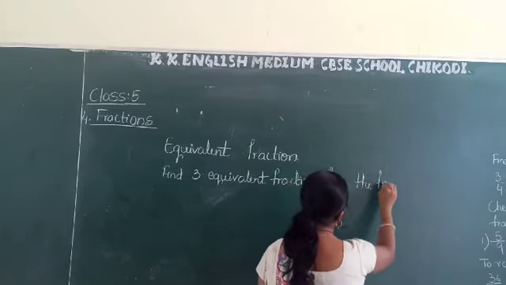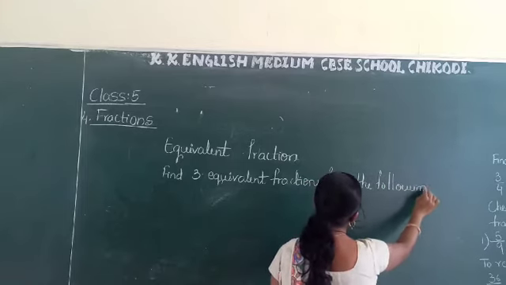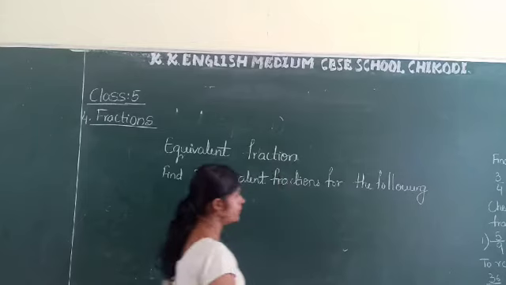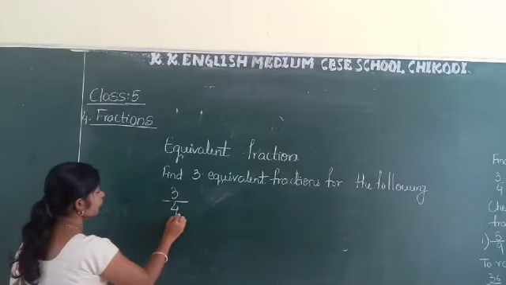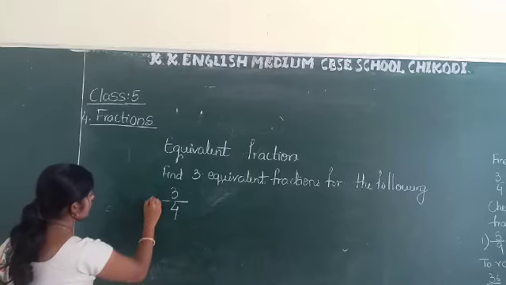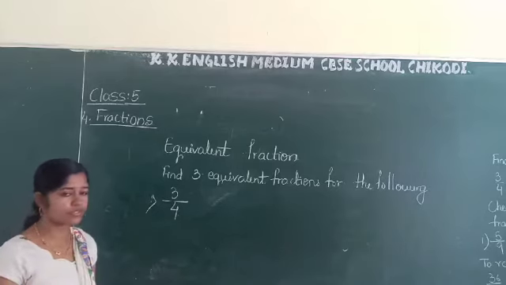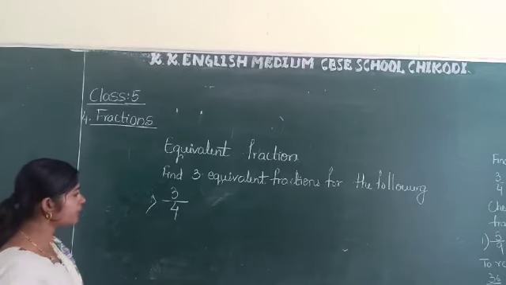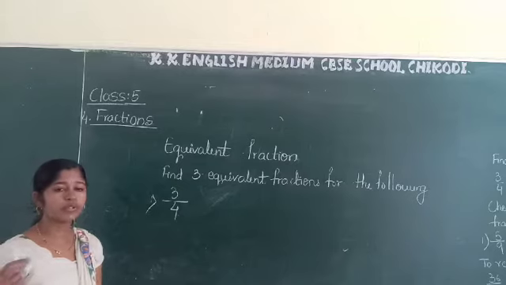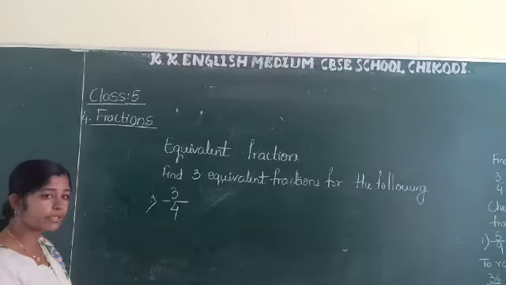I will take here 3 examples, a very important concept, and try to solve this kind of example. Take here 3 by 4. The first question is 3 by 4 is there, and they asked you to write 3 equivalent fractions. Then how to find the 3 equivalent fractions?